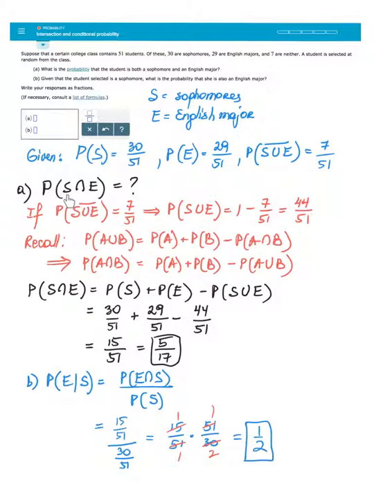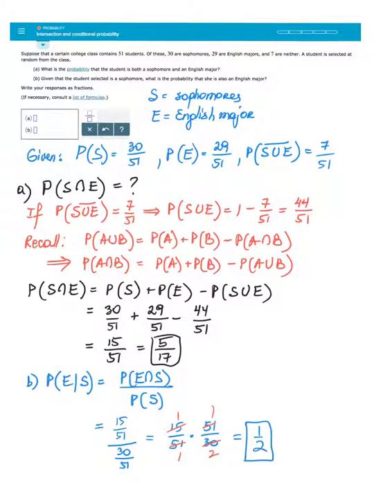Probability of S intersection E, here it is, will be equal to the probability of S plus probability of E minus the union. We have all of these quantities: 30 over 51 plus 29 over 51 minus 44 over 51 results in 15 over 51. Because it's reducible, I factor out a common factor of 3, and it leaves me with 5 over 17.